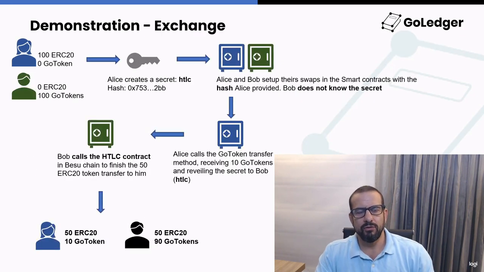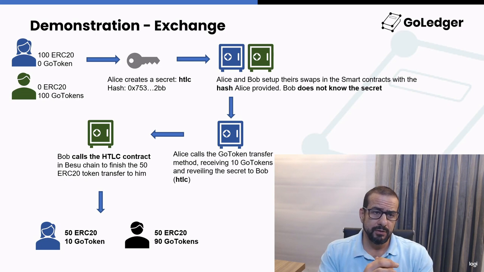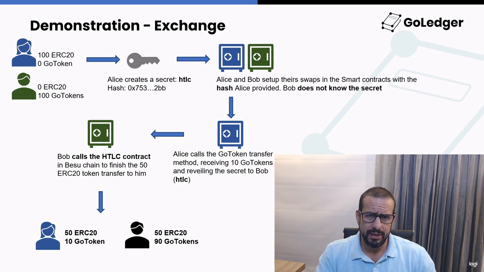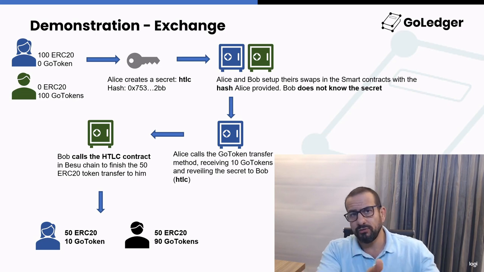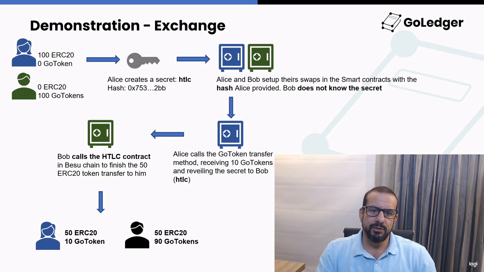So this is the transaction flow that we will have with the HTLC method. In the beginning, we will have this first setup, and Alice will create a secret. In this case, a simple message, HTLC, that's it, and she'll hash it. And after generating this hash, she'll pass it to Bob, and both of them will set up their smart contracts in order to lock the transfers of their agreement. After that, Alice will call the GoToken chaincode method, receiving 10 gold tokens, but for doing so, she will have to reveal the secret to Bob.